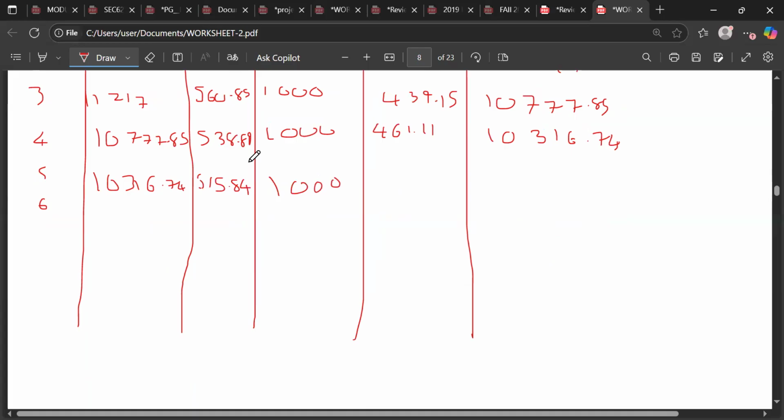As the years keep moving, the interest figure keeps changing. So 1,000 minus that will give us 484.16. Then 10,316.74 minus that gives us 9,832.58 here. That becomes the opening balance for year 6.